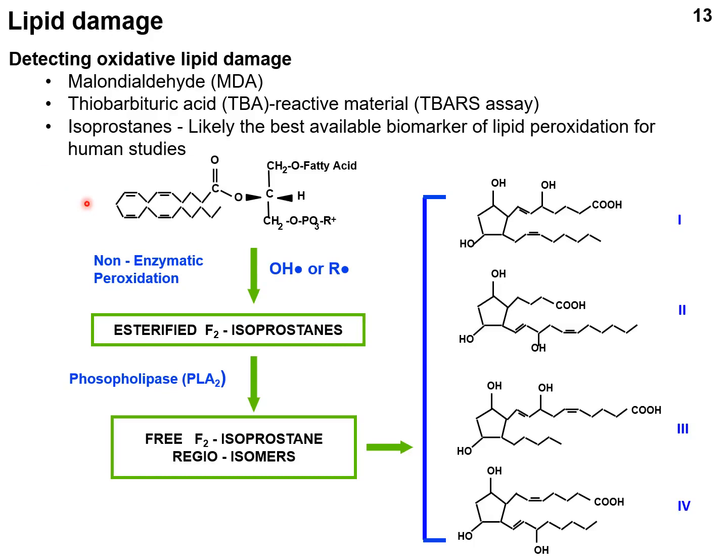This just summarizes the process by which this happens. Here's our phospholipid. We have lipid peroxidation, and we end up with lipid hydroperoxide, which is non-enzymatic, by the way. We then have phospholipases that break down the phospholipids, and it produces a variety of different types of isoprostanes. It's those isoprostanes that can then be detected as measures of this original hydroxyl radical or carbon-mediated radical attack.